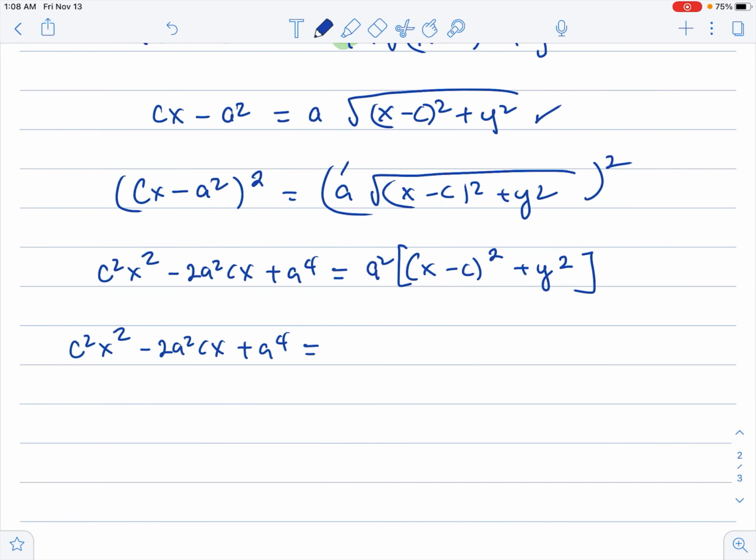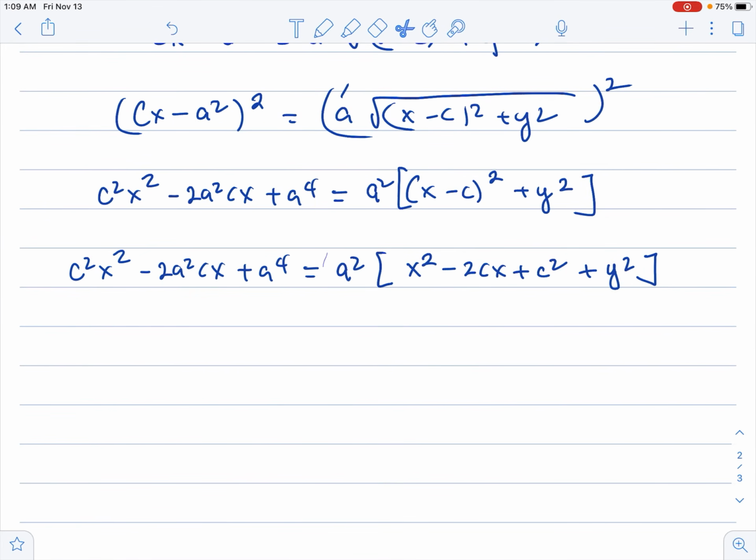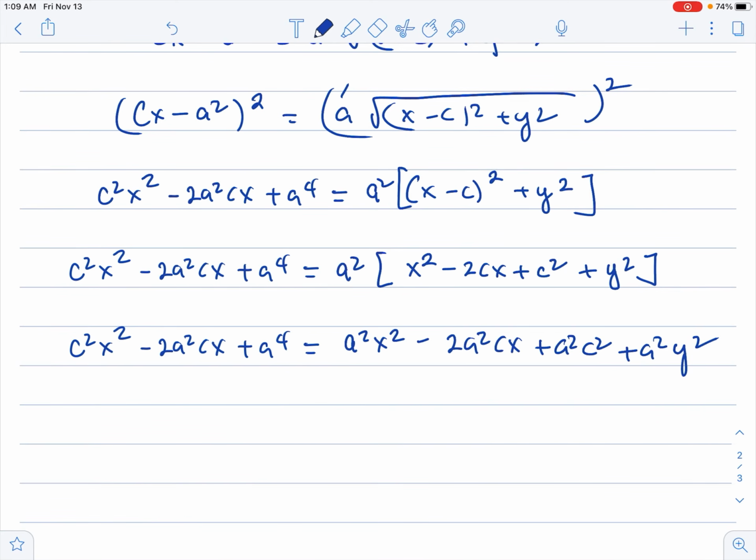can copy this. So, this becomes a squared. Expand natin yung (x minus c) quantity squared. This becomes x squared minus 2cx plus c squared. That's squaring a binomial, and then we still have a y squared. Again, we copy this. So, pag distribute natin yung a squared, magiging a squared x squared minus 2a squared cx plus a squared c squared plus a squared y squared.